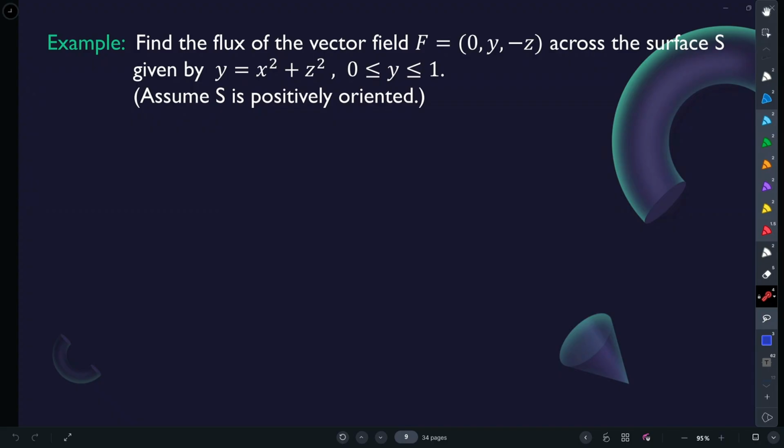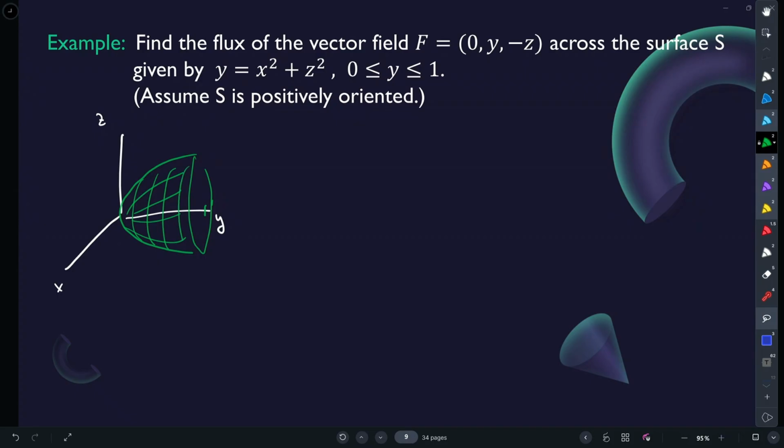So let's do some examples of how this is done. We're going to find the flux of the vector field F across the surface given by that. We started setting this up last time, so let me give you more details on how to do that. This function is a paraboloid, but it opens up in the y direction. So this is a paraboloid. If this is up to 1, I can draw a circle here, and the paraboloid just goes like this.